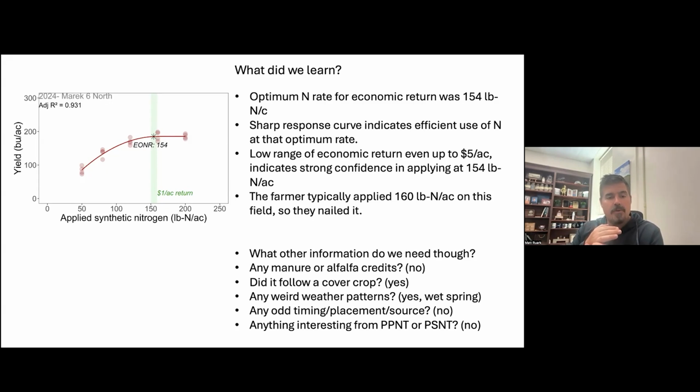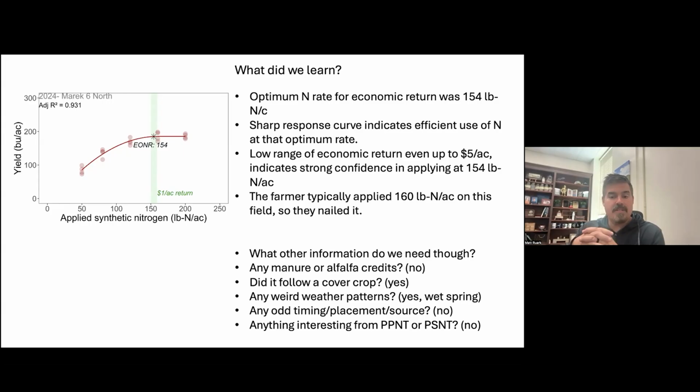Did it follow a cover crop? Now, in this case, in this field, it did. But when we looked at how much cover crop biomass there was, it was way below 1,000 pounds per acre, which is typically a threshold I like to use before that cover crop starts messing with the optimum nitrogen rates. There was cover crop used, but it wasn't big enough. So okay, we don't need to factor that in.